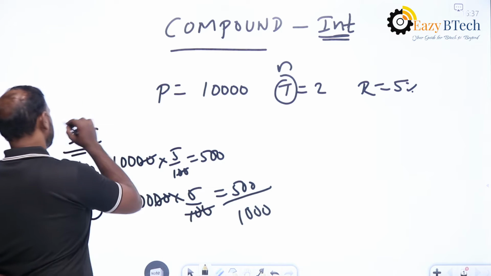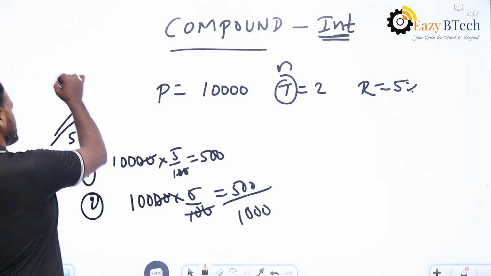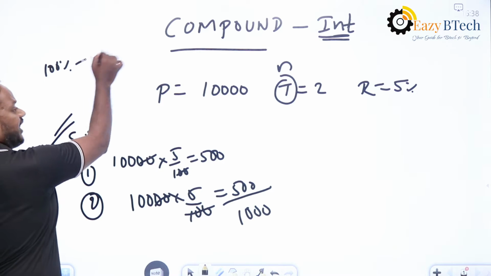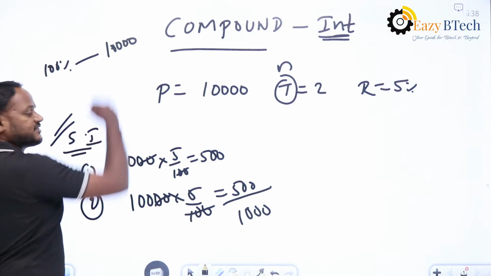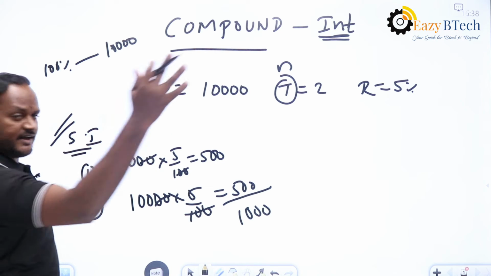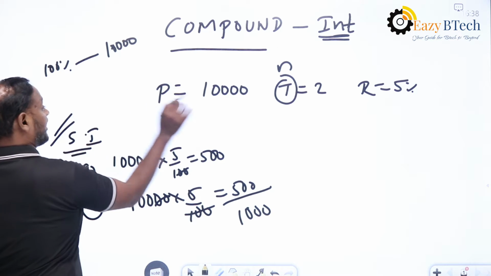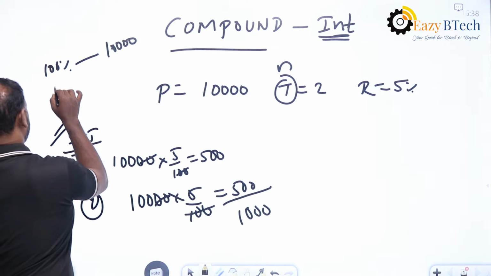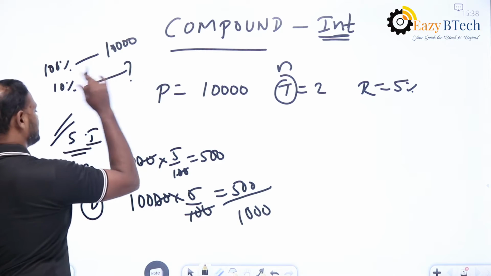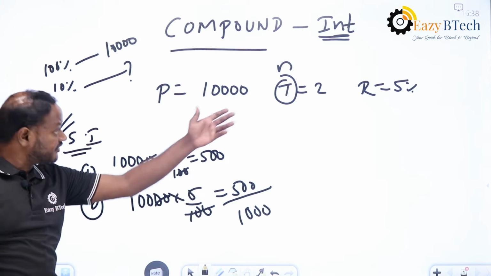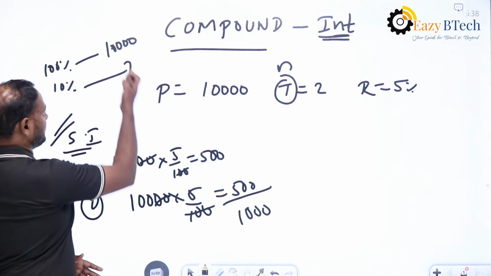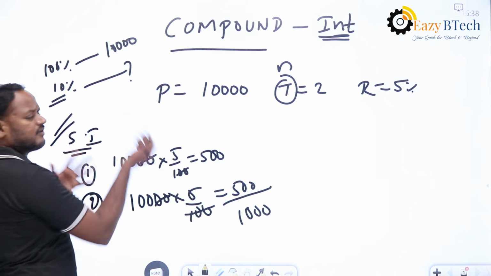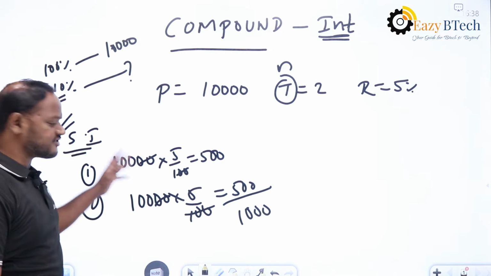This is the story of simple interest. Or else, the direct step is: 100% value is 10,000 rupees. Then what is 5 twos? Every year 5%, 2 years, so 10% value. Direct story. If it is 3 years, directly one more 5%, 500 will be there. Now directly the 15% value will be 1,500. This is the story of simple interest.